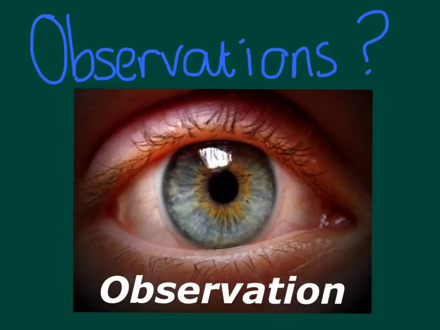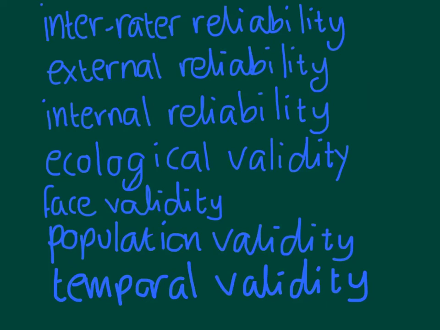Now, on the same page, a new subheading, which is observations, and we're going to think about all of the reliability and validity issues which are relevant for observation. So we're going to write down the following: inter-rater reliability, external reliability, internal reliability, ecological validity, face validity, population validity, and temporal validity. So you will have 7 points down for observations.